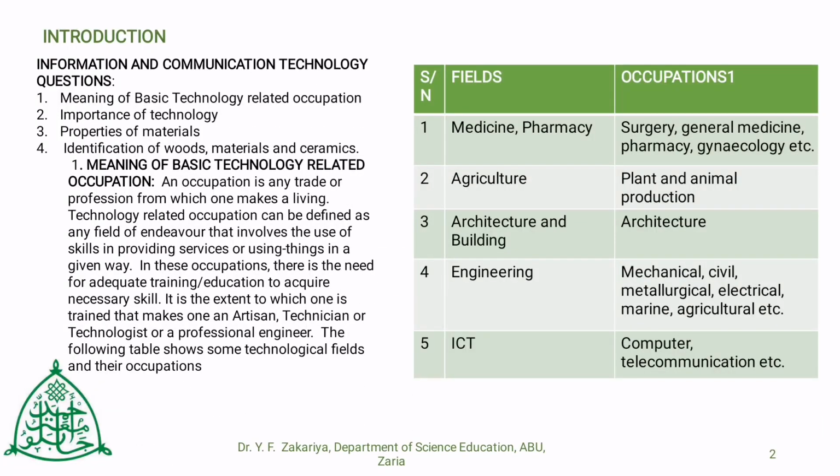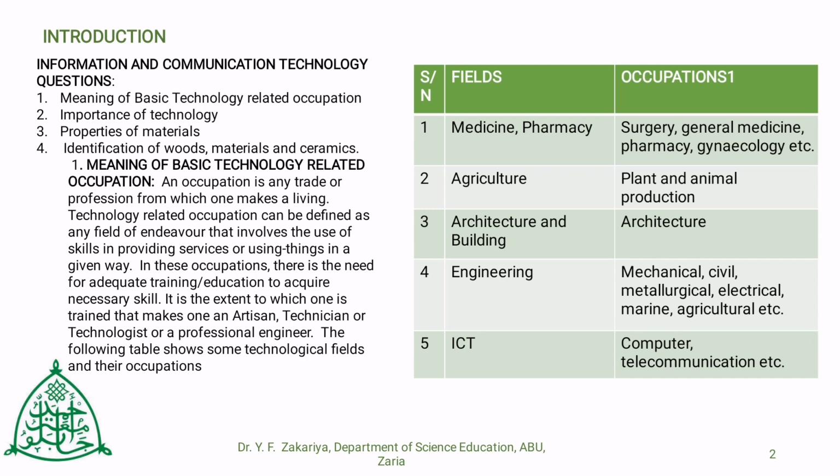An occupation is any trade or profession for which one makes a living. Technology-related occupation can be defined as any field of endeavor that involves the use of skills in providing services or using things in a given way. In these occupations, there is the need for adequate training or education to acquire the necessary skill. It is the extent to which one is trained that makes one an artisan, technician or technologist, or a professional engineer. The following table shows some technological fields and their occupations.